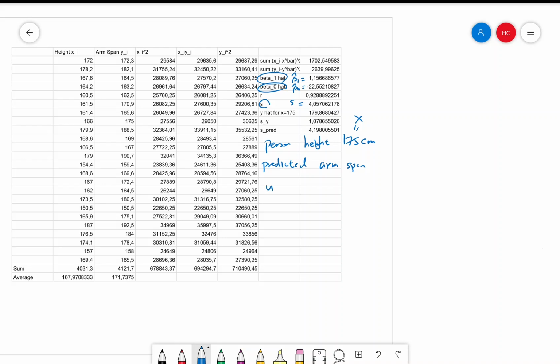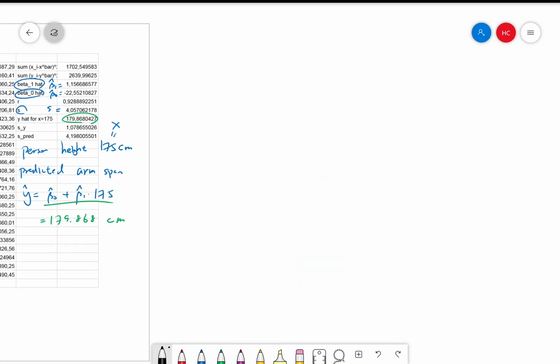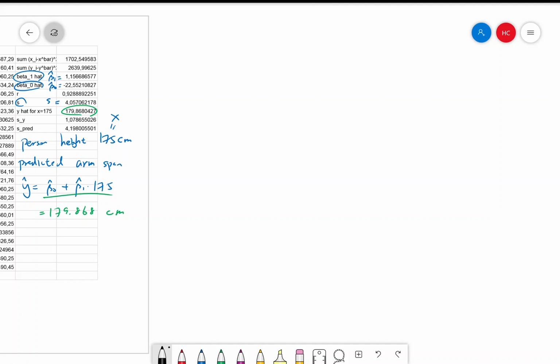So the predicted value y hat is equal to beta 0 hat plus beta 1 hat times x, which is 175. Plug into the calculator, and this is what you get: 179.868 centimeters. So it's not hard to predict arm span based on the height. But now we want to talk about uncertainties in these kinds of predictions, the uncertainties in y hat.